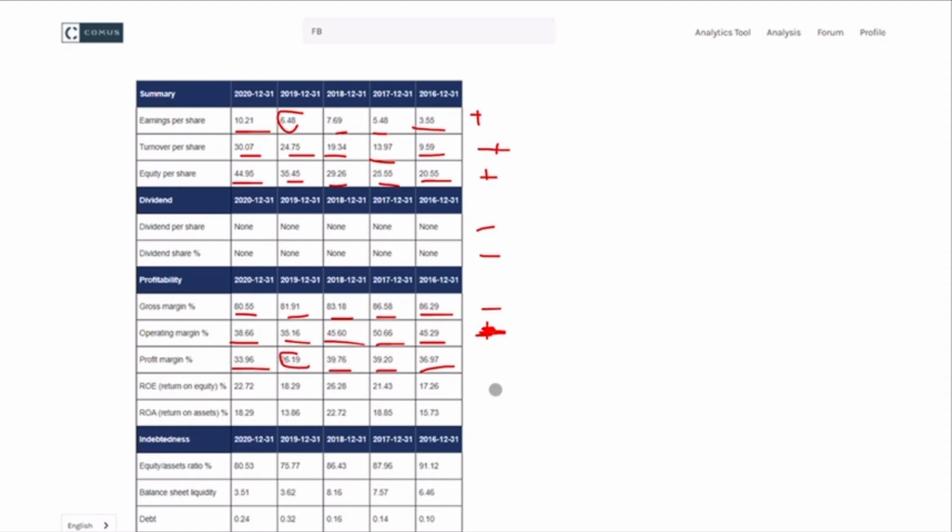So that is a minus for me. So to summarize, the margins need to be improved. Still overall very high numbers, but the trend tells us that they are moving in the wrong direction margin-wise.